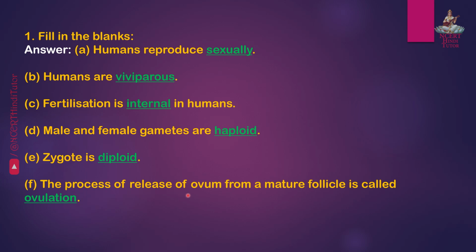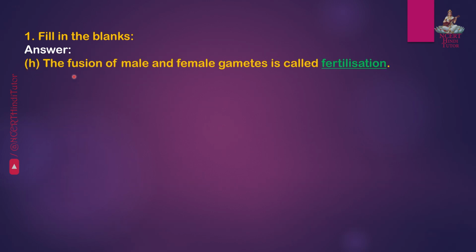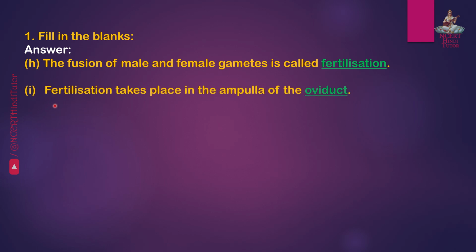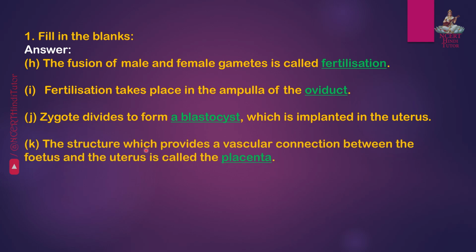F. The process of release of ovum from a mature follicle is called ovulation. G. Ovulation is induced by a hormone called luteinizing hormone, LH. H. The fusion of male and female gametes is called fertilization. I. Fertilization takes place in the ampulla of the oviduct. J. Zygote divides to form a blastocyst which is implanted in the uterus. K. The structure which provides a vascular connection between the fetus and the uterus is called the placenta.